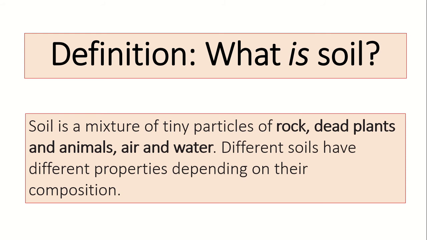So it's a combination of biotic and abiotic factors. We've got dead plants, we've got animals like worms, we've got air and water in there as well, and we've also got a fair amount of rock. And different soils have different properties. So the soil that we find in our biome in the UK will be slightly different to the soil that we find in the biome in the rainforest, for example, because the types of rock, animals, water, dead plants, etc. will be different, and therefore the soil will also be different as a direct result of that.